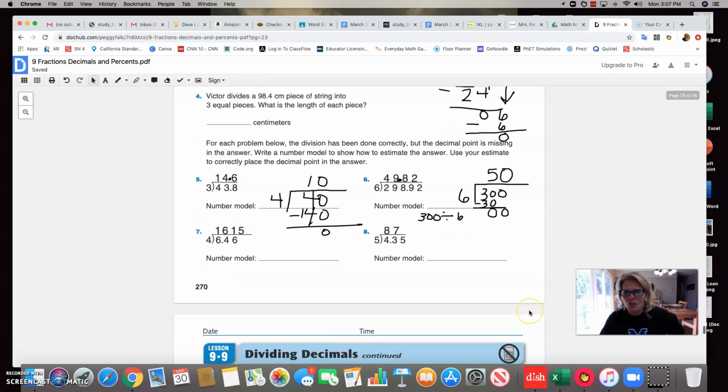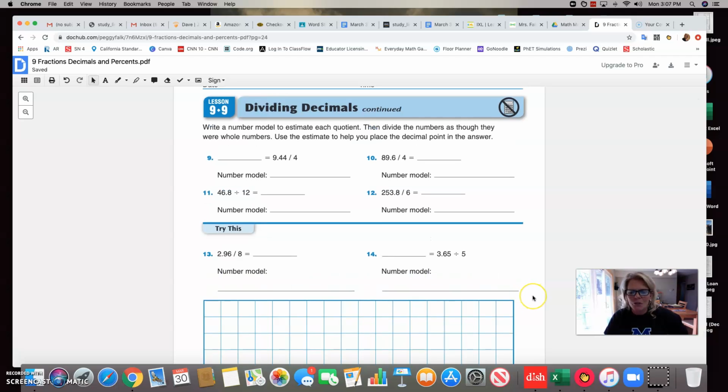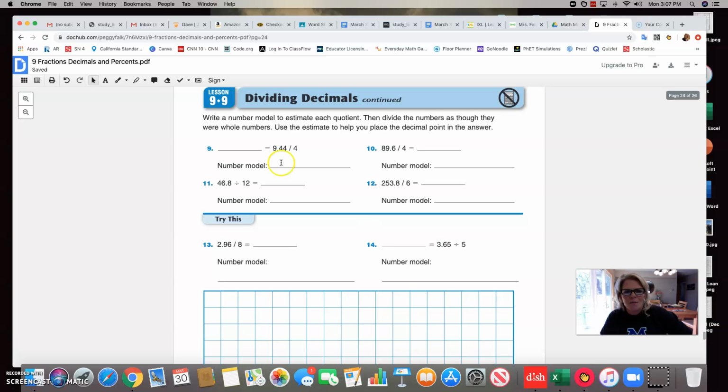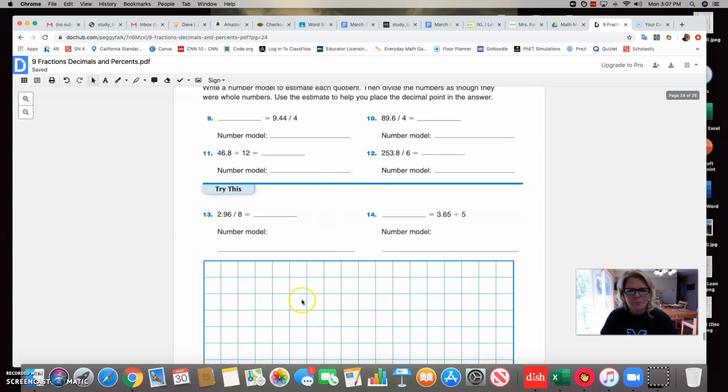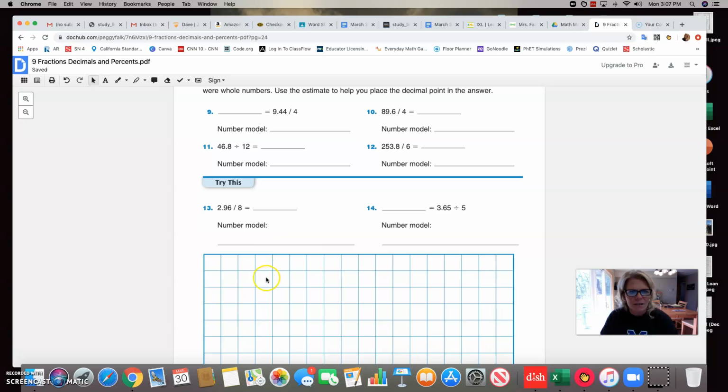So this is your assignment, the big part of the assignment for today. It says to write a number model to estimate each quotient and then divide the numbers as though they were whole numbers. Well, I want you to solve the problems. Okay, so do the work down in here, or if you want to just show it in here, that's fine. So down here, I would write it kind of like this.